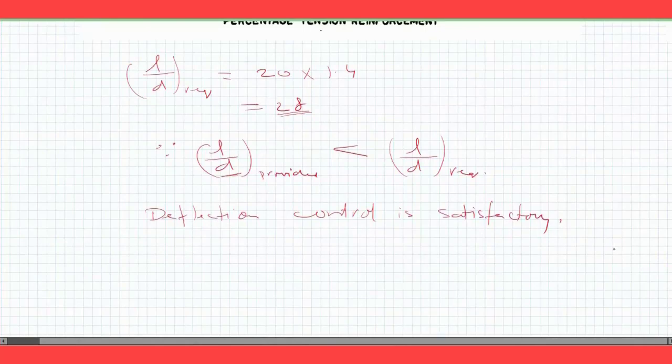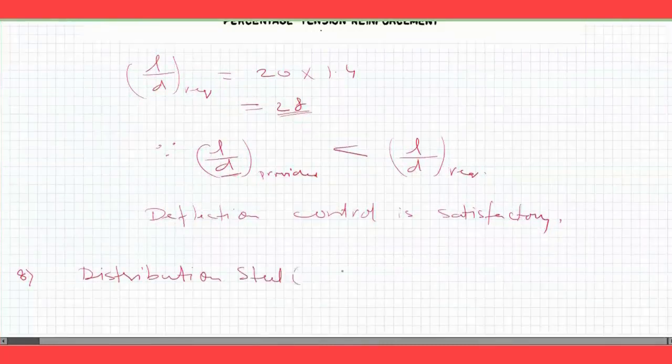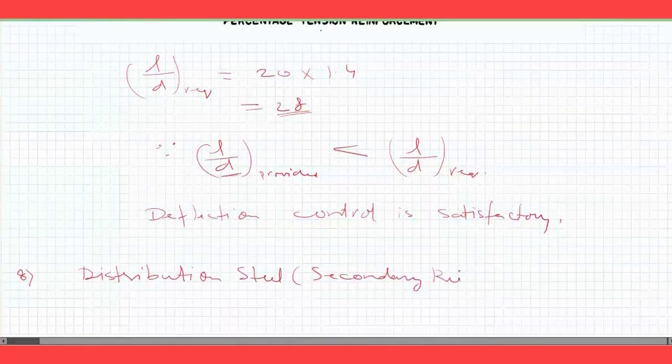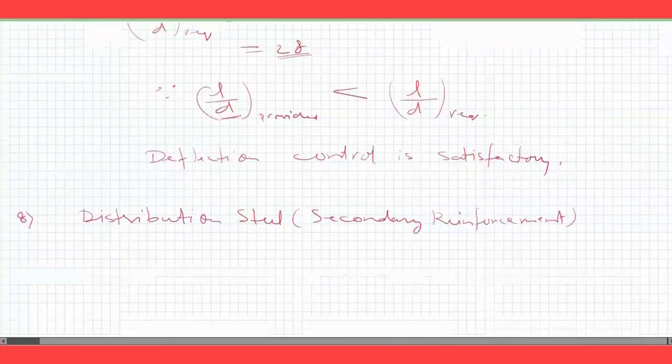My last step will be for distribution. So you know why you are providing this distribution steel, or you can say the secondary reinforcement. Basically, you provide the secondary reinforcement to take care of secondary stresses, also to take care of the point load, also to take care of thermal and shrinkage stresses which may get developed in this slab.